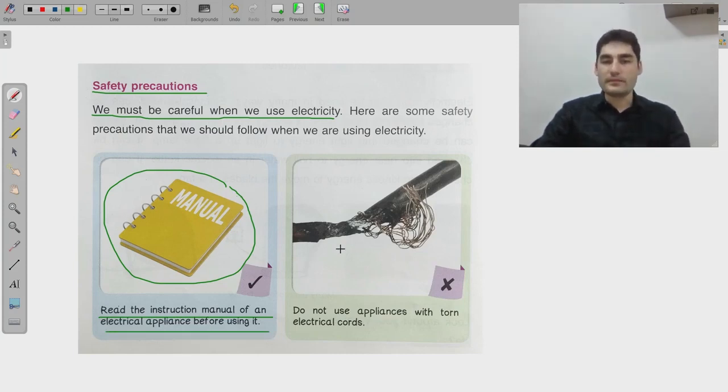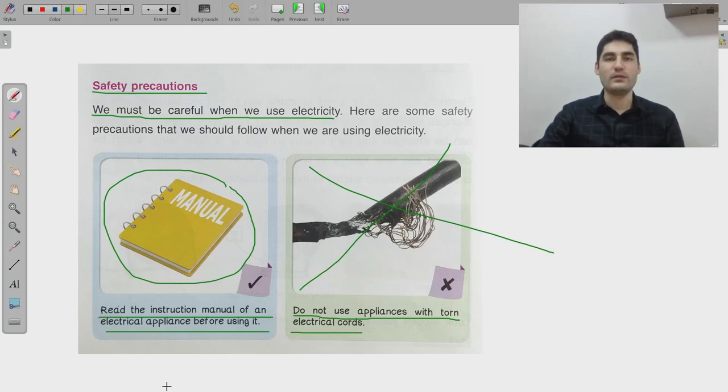And next one, look at this one. Do you think this is safe? No, it is not safe. This is dangerous. Do not use electrical appliances with torn electrical cords. So don't use this. If you see something like this, what to do? You should tell your parents. You should call someone to handle the situation. Do not touch. It is really dangerous. Let's look at the next page.